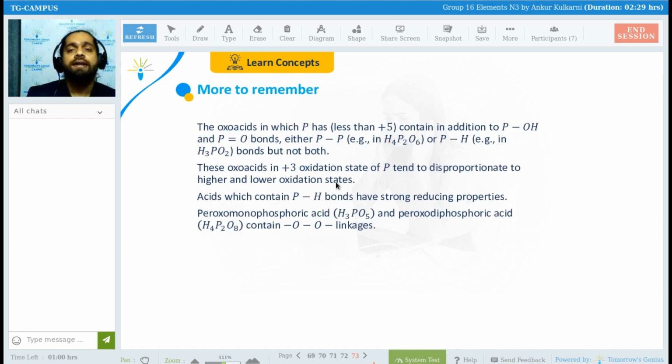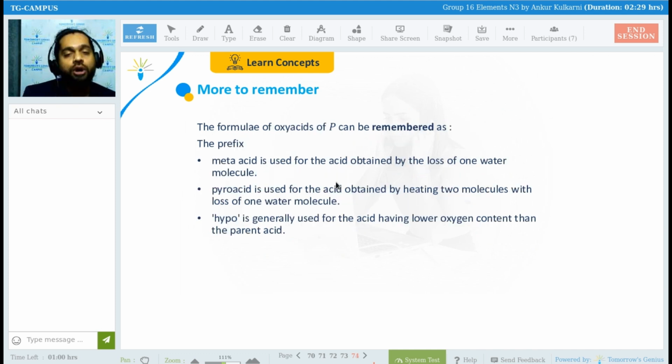So these are all the structures we have done already. So oxoacids. All of these oxoacids, the common oxidation state is +3 or +5. If you look at the table, generally phosphorus might be in +3 or +5. Now these are some of the prefixes. Meta is used when you lose one water molecule. Pyro is obtained when you heat it and two molecules combine with loss of one water.